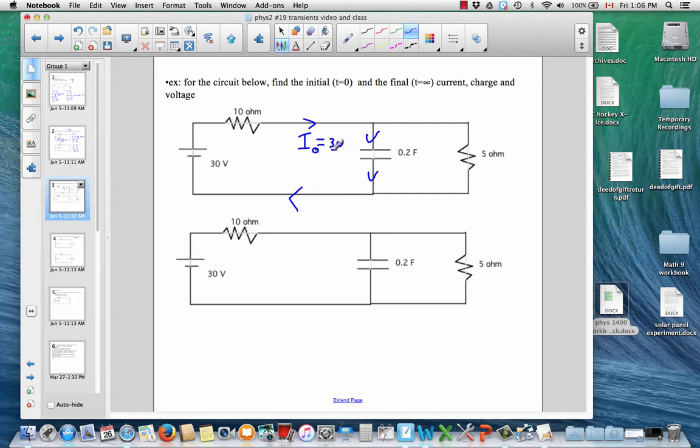And I should have moved this over a little bit. Running out of room here, so there'll be 3 amps of initial current there. You might have to erase and rewrite there. That looks better. Now, I'll switch colors, because what's going to happen at time infinity is that this capacitor is going to be totally charged up, but there's still a path for current to follow through this 5 ohm resistor. So I'll say I infinity in a different color goes this way.